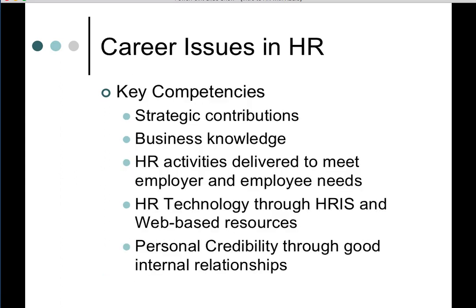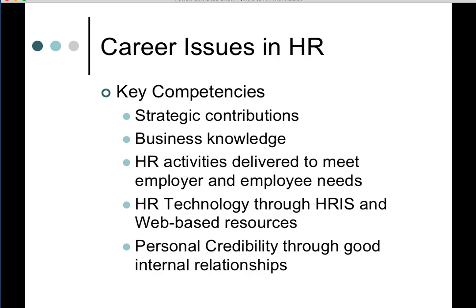Moving on to the next slide, the career issues in HR. There are a whole host of different competencies that HR professionals need to have to be able to contribute to the bottom line of the company. Some of those include being able to understand the business that the company's in, to understand the company strategy in and of itself, and be able to make contributions to the company strategy. They need to be able to understand how to design HR activities to meet both the employer and the employee's needs. They should be savvy with technology and HR issues. They also need to have good personal credibility as they build relationships with people all over the company.